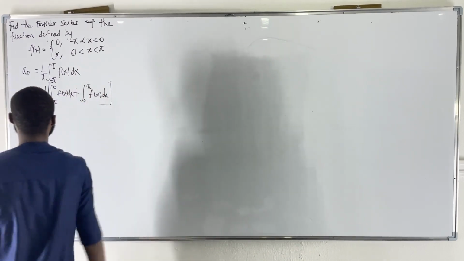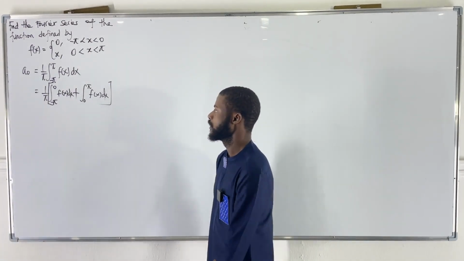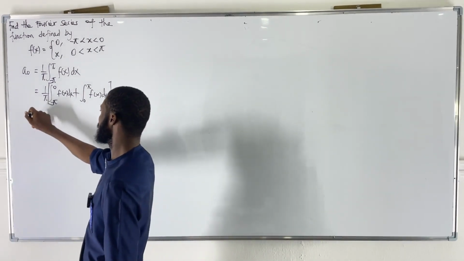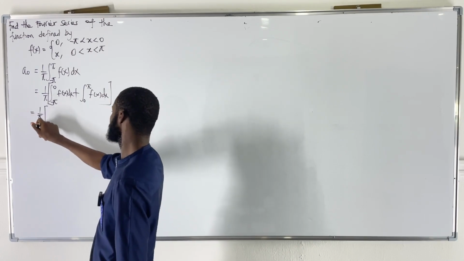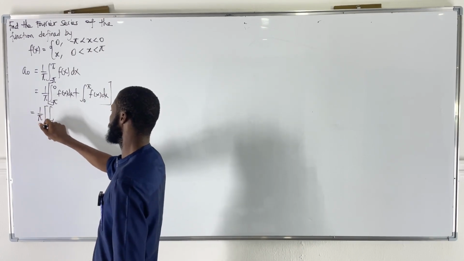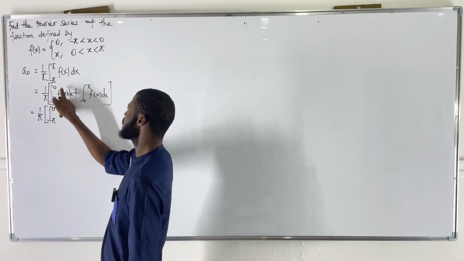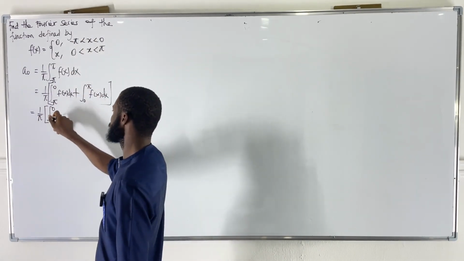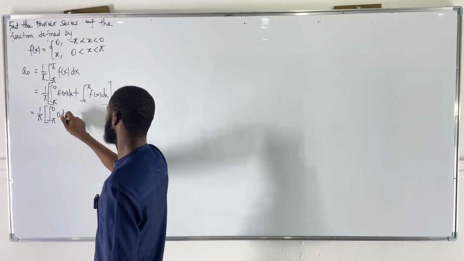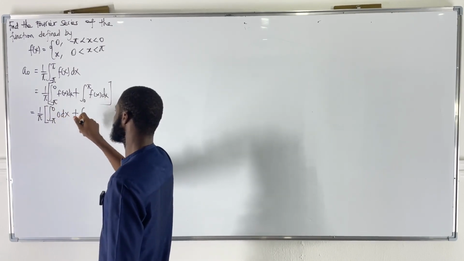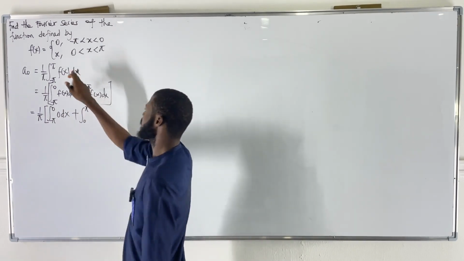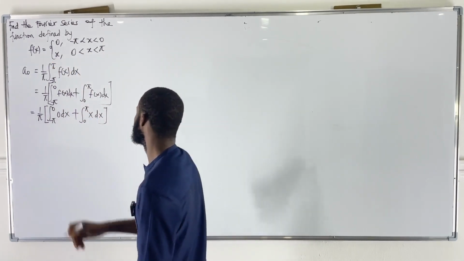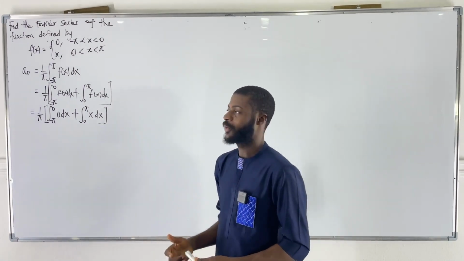Okay. So this is what we have. Now the next thing I want to do is to put my f of x value. So this will be 1 over pi, then we have the integral from minus pi to 0. Now f of x, when it's minus pi to 0, f of x was 0. So this is 0 dx plus the integral from 0 to pi. And what is f of x here? F of x here is just x dx. So this is what we have.